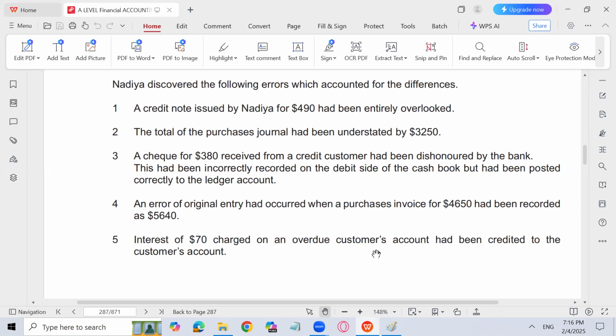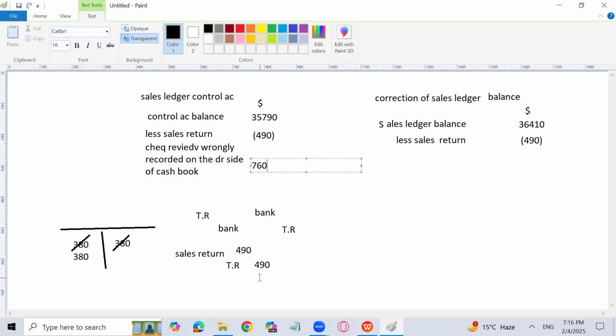Interest of 70 charged on an overdue customer's account had been credited to the customer account. So this is the error made in the individual customer account, right? Clearly, it has been stated that it has been credited to the customer account, 70. See, what is interest on an overdue account? We have to take some amount from a customer, but he has told us that he can't pay the amount. So we basically told him that we will charge more interest from you. We should have passed the entry trade receivable to interest because now we have to take 70 more.